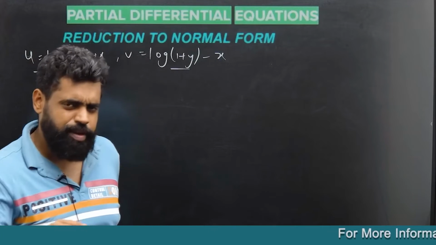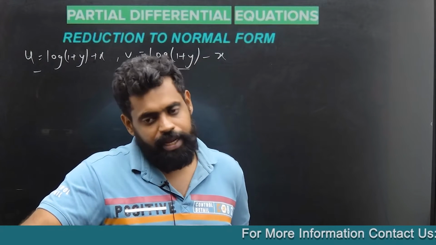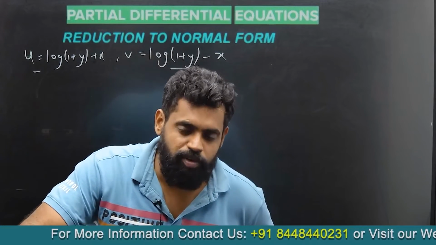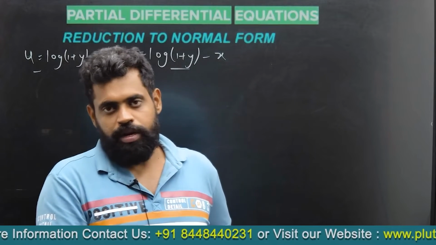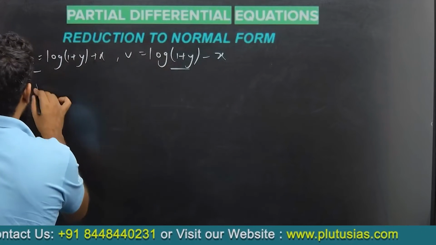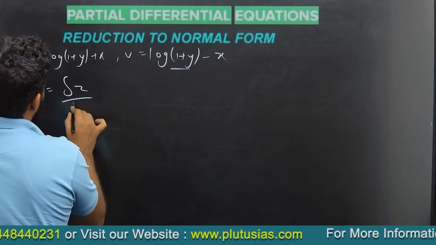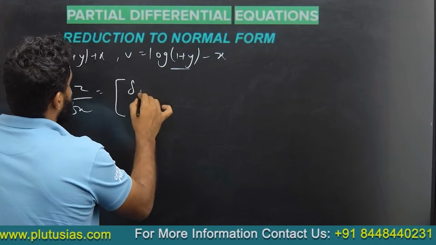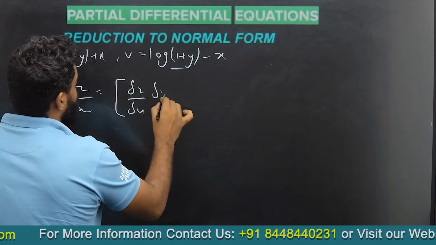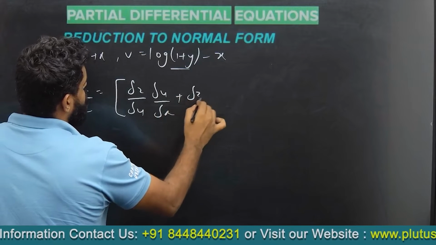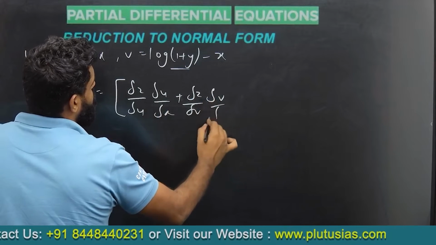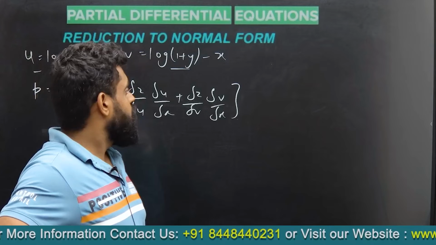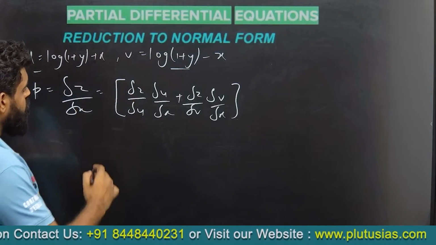But now, an easier concept. If you know the concept of PD, then you can easily do it. We have to calculate p, q, r, s, t in terms of u and v. So what do we do here? We write p is equal to, what is p? p is delta z upon delta x. So we can also write this as delta z upon delta u into delta u upon delta x plus delta z upon delta v into delta v upon delta x. This is the concept from partial differentiation. If you have to solve the partial differential, you can do it like this only.